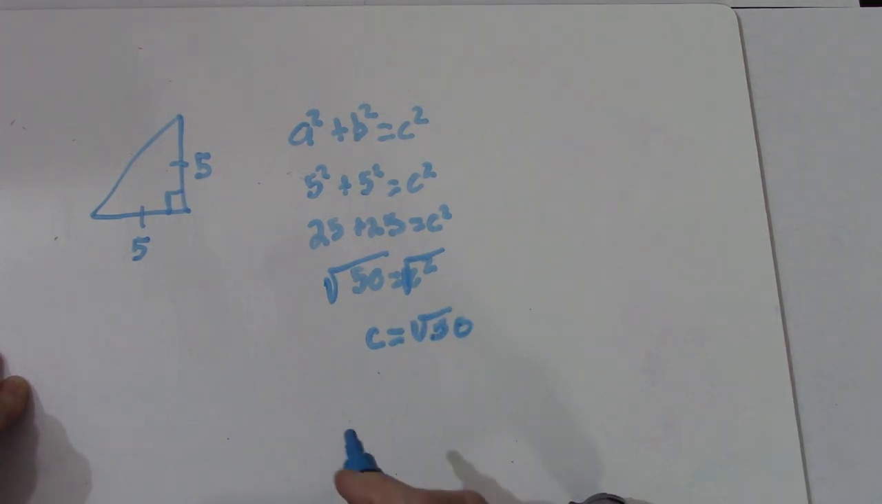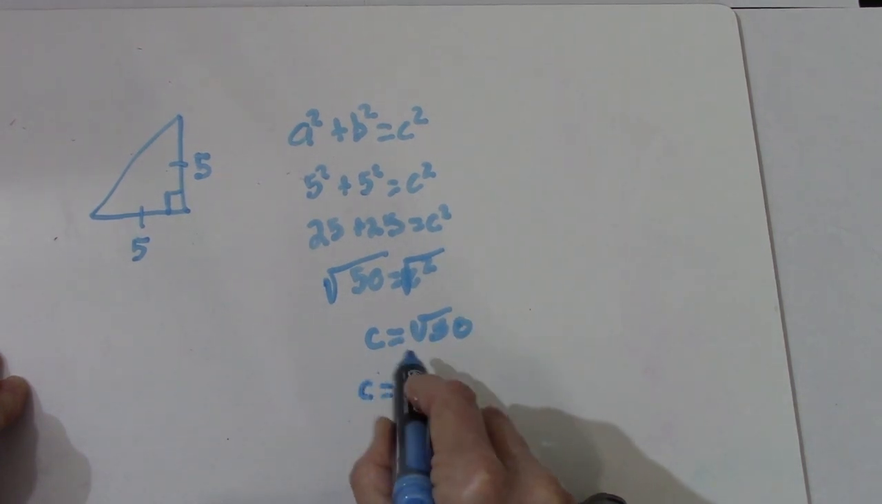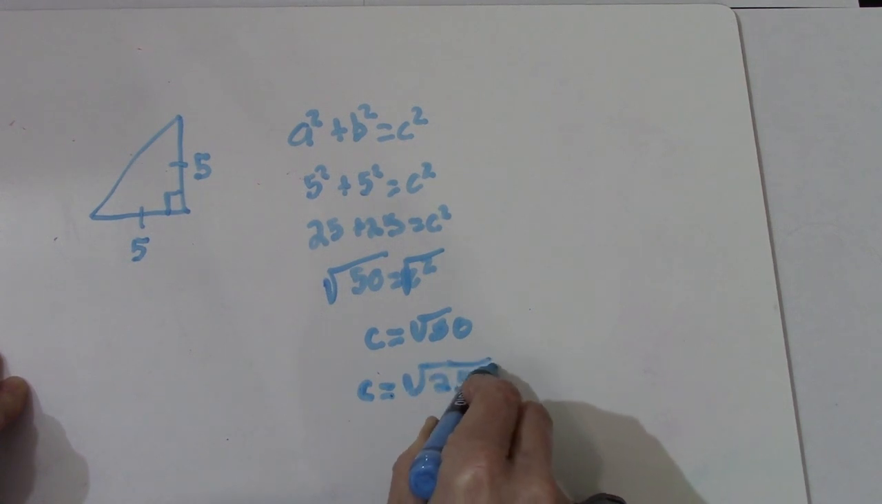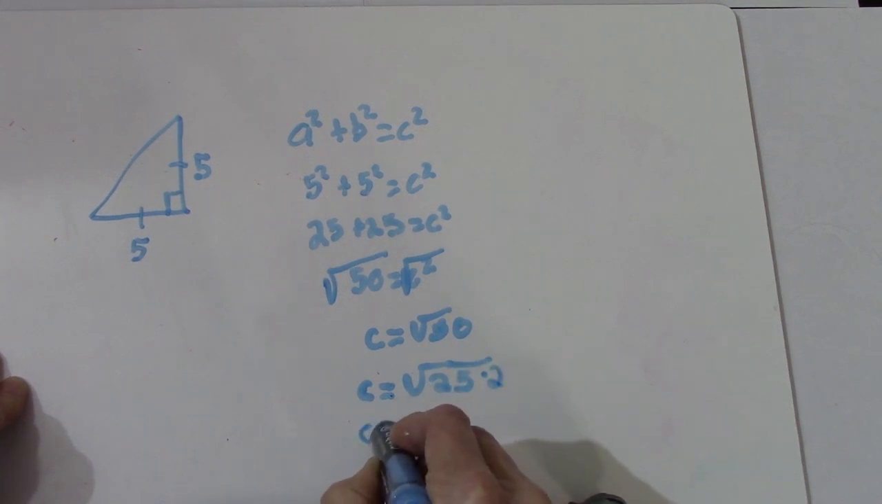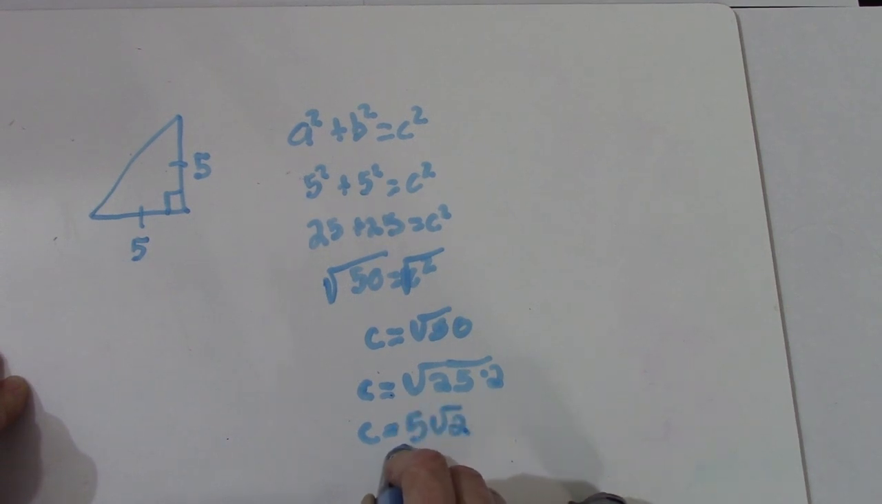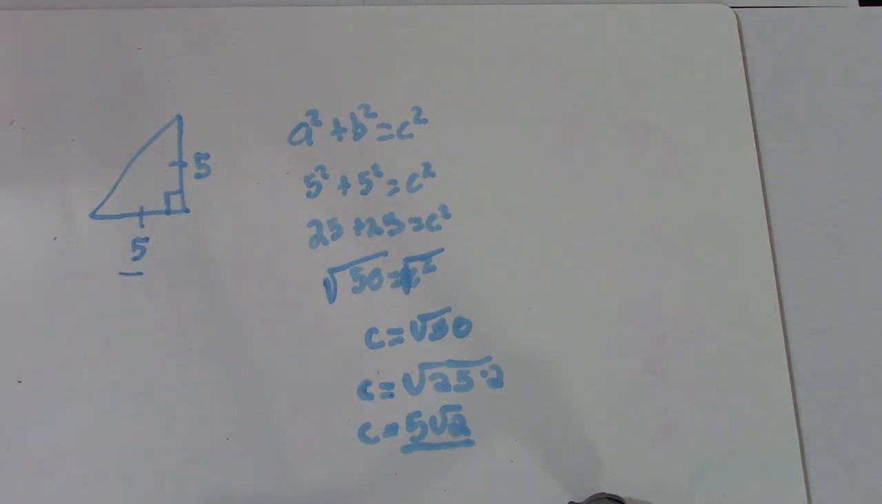which, when it comes to simplifying square roots, I do have another video on that, and I'll end up with the square root of 25 times 2, so c equals 5 times the square root of 2. And if we want to notice a pattern, we're just going to see how the answer, or the hypotenuse, compares to the length of our side.